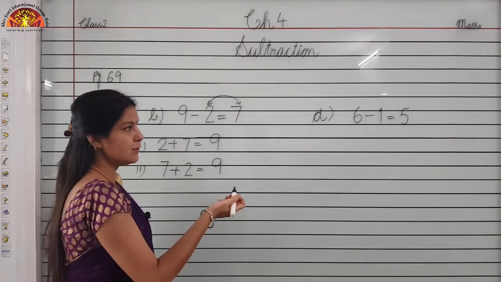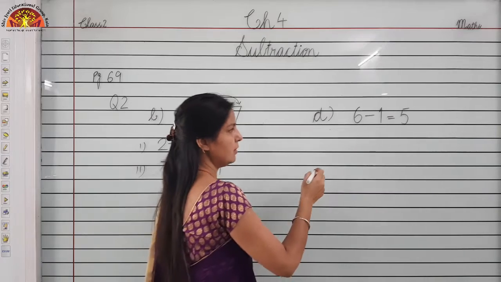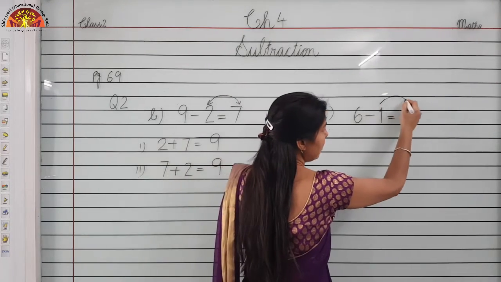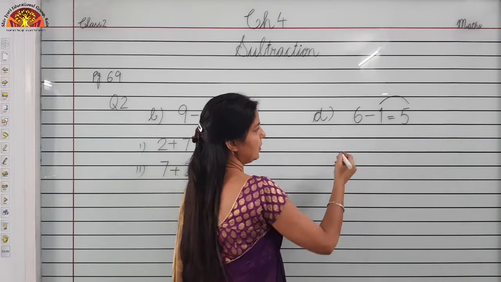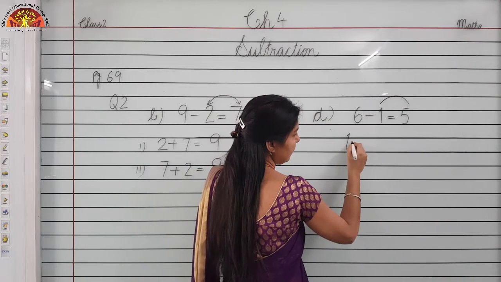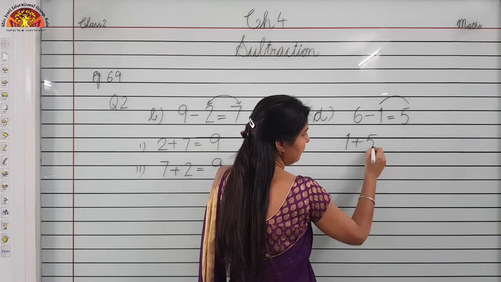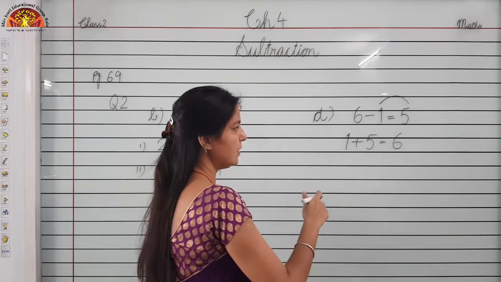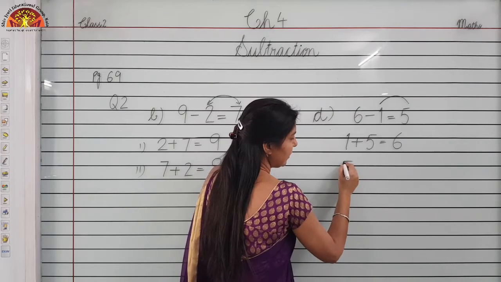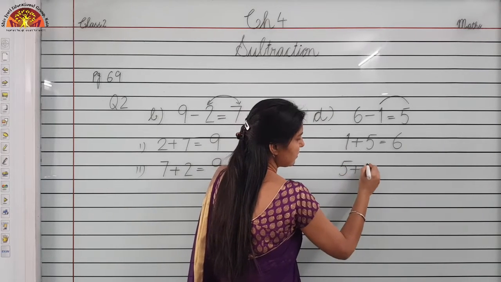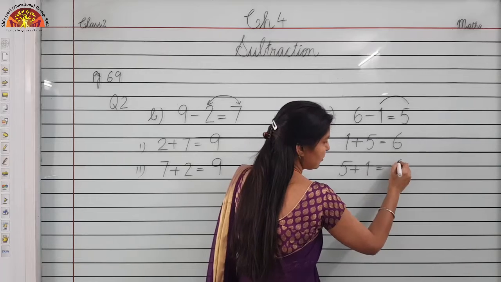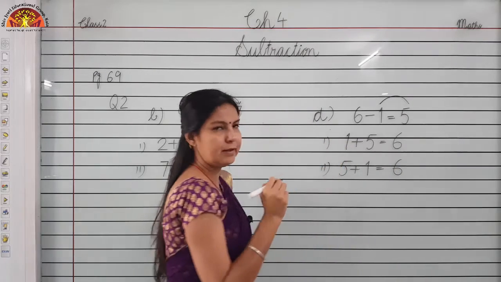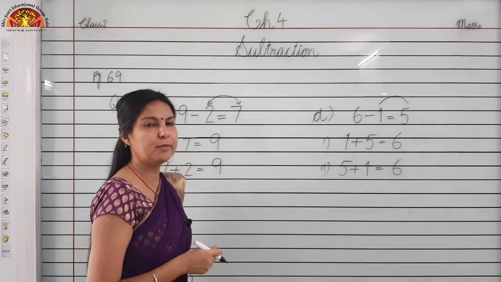Now, let us see one more question. This is D part of the same question. Here we have to find again 2 smaller numbers. These 2 numbers are smaller. So, we will add these 2 numbers. First of all, we will add 1 plus 5 equal to 6. Now, we will change the order of these numbers. So, we will write 5 plus 1. This is also 6. So, children, we can say that when we change the order of numbers, the answer will be the same.